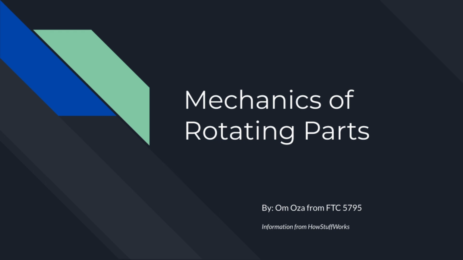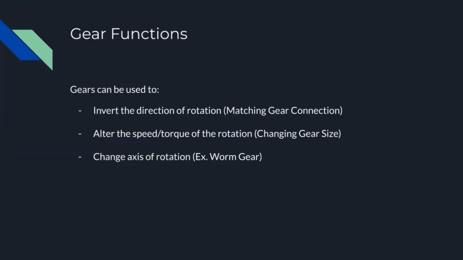So let's get started. Let's start off by discussing what the functions of gears are in any mechanical part, such as for a robot. Gears can be used to invert the direction of rotation with matching gear connections. They can also be used to alter the speed or the torque of rotational force. This can be done by changing the size of the gear itself. On top of that, they can also be used to alter the axis of rotation, and the best example of this is a worm gear mechanism, which we will show you right now.